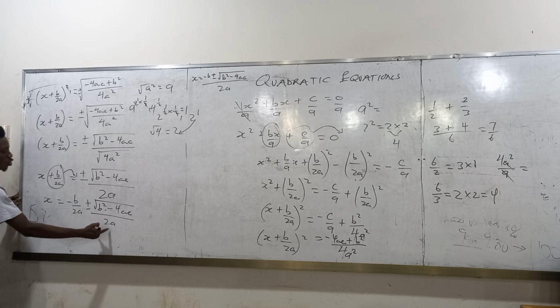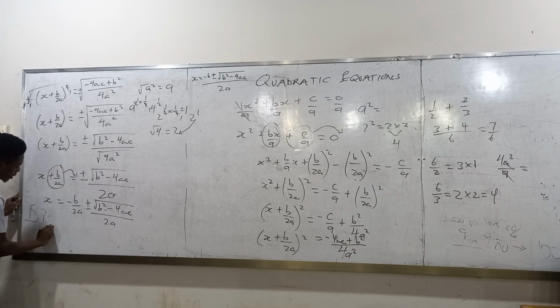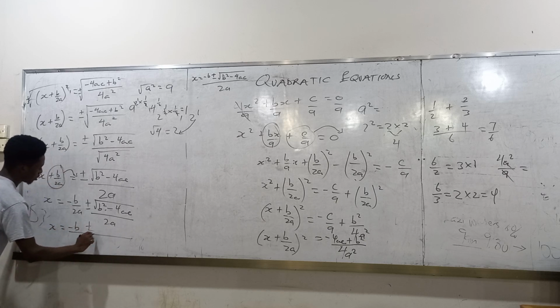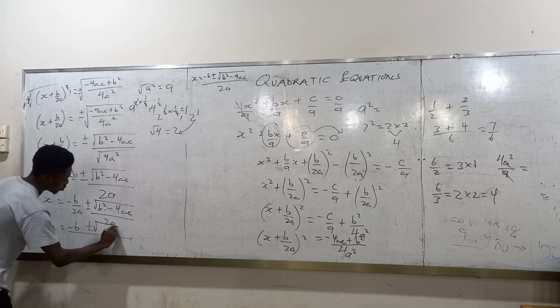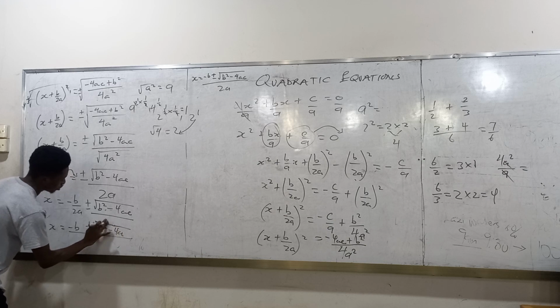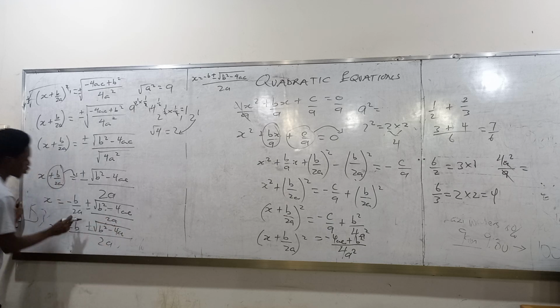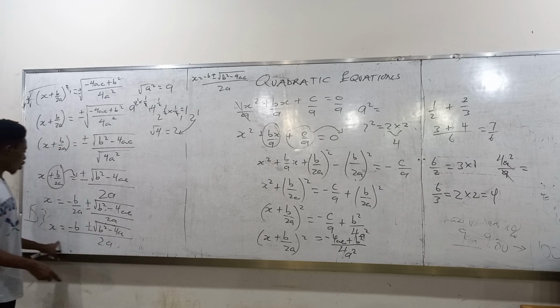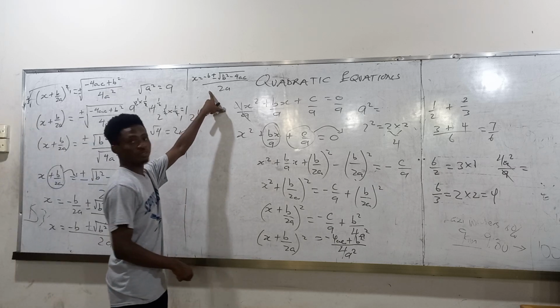And since the denominators are the same, we can say x is equal to minus b plus or minus root b squared minus 4ac, all over 2a. Because the denominators are the same, we can just maintain one and write the root for both of them. So this is the almighty formula and it has been proved.